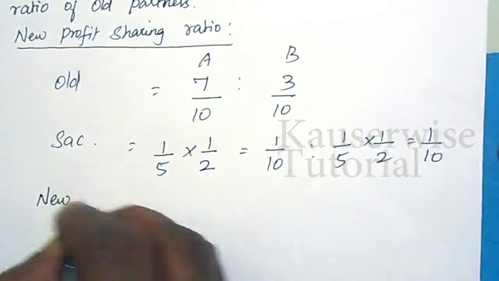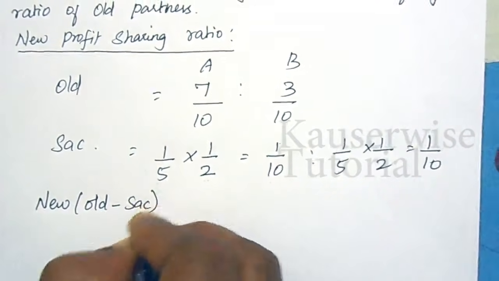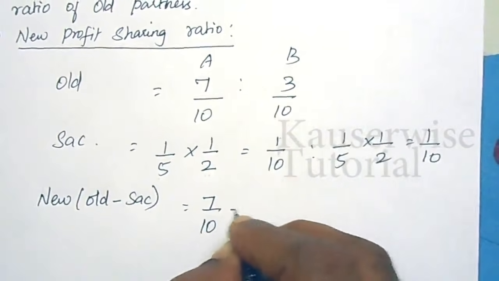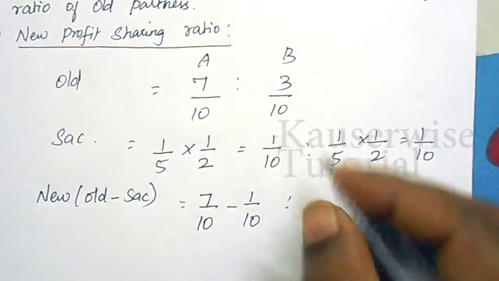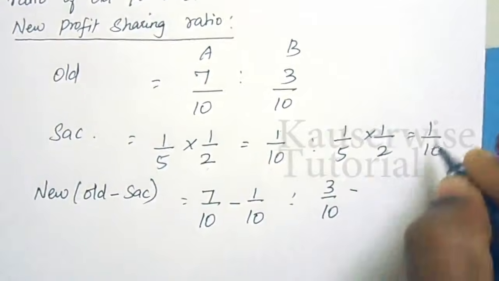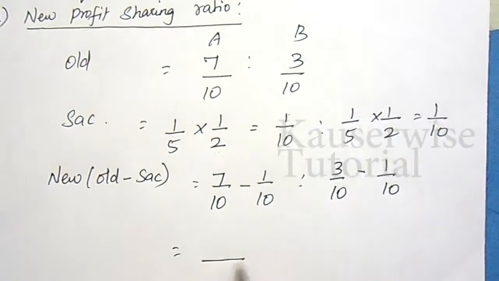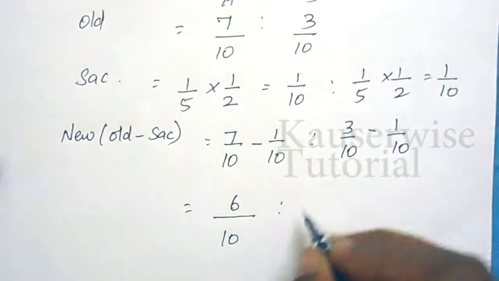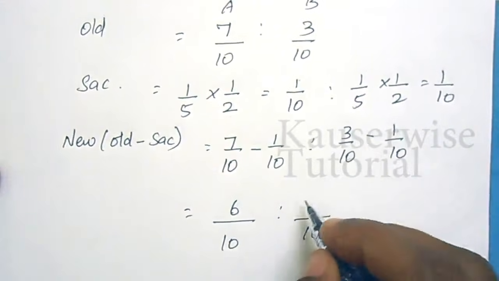So the new ratio formula is old ratio minus sacrifice ratio. So A's old ratio 7 by 10 minus sacrifice, how much? 1 by 10. In the same way, B's old ratio is 3 by 10 minus sacrifice 1 by 10. So 7 minus 1, 6. Here also 10 is there. Put 10. 3 minus 1, 2.